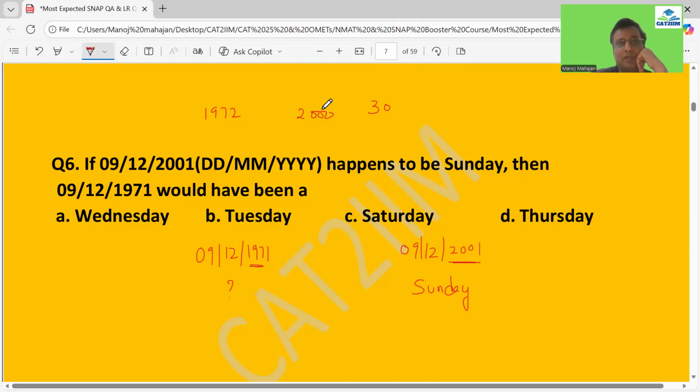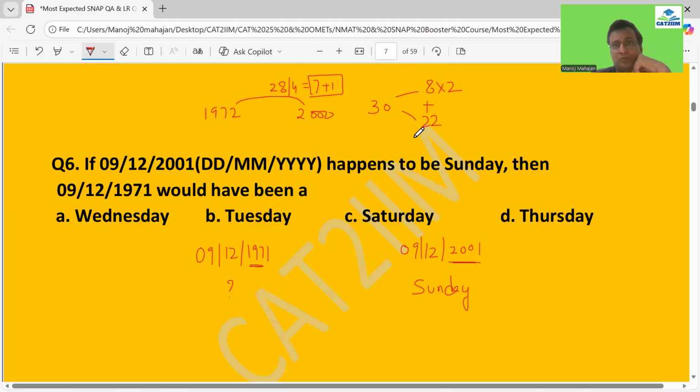So how many multiples of 4 do we have in this range? This is a difference of 28, so I'll divide this by 4. I'll get 7 years above 72, and 72 also I need to count. So in total, we have 8 leap years. So 8 leap years, 22 non-leap years, 8 into 2, because every leap year would have 2 extra days.